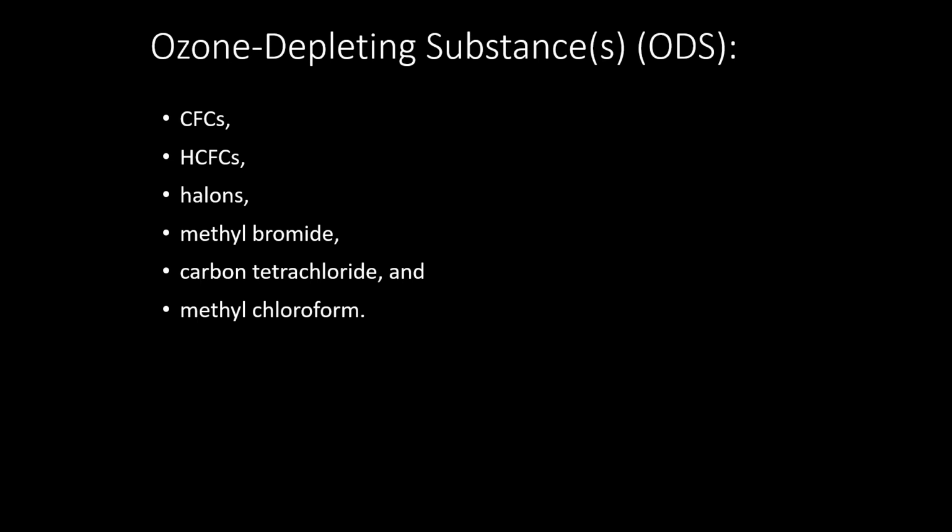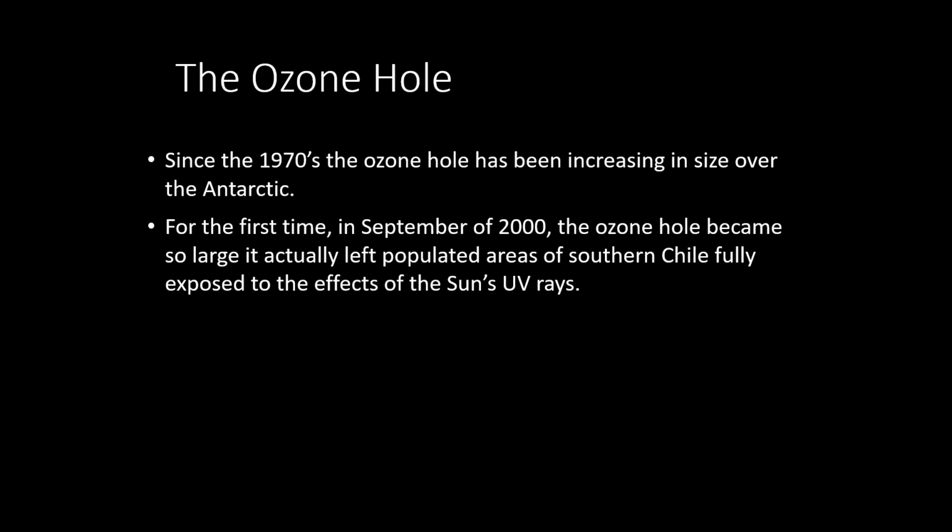Now, these gases affected the ozone layer, creating a hole. Since the 1970s, the ozone hole has been increasing in size over the Antarctic. For the first time in September of 2000, the ozone hole became so large it actually left populated areas of southern Chile fully exposed to the effects of the sun's UV rays.